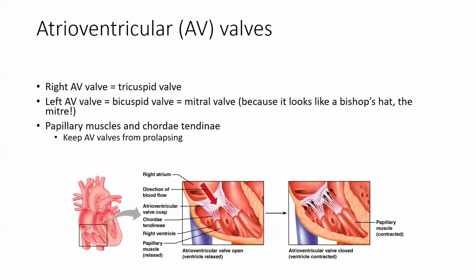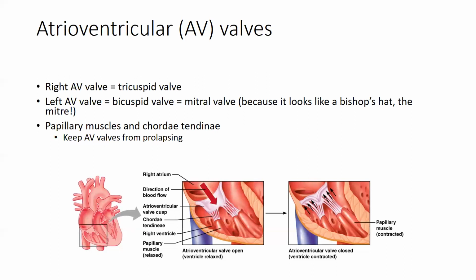There are 4 valves, right? The first 2 are called AV valves, and AV means that they are atrioventricular valves, right? And that means that they're in between the atrium and the ventricle. So they're preventing blood from moving from the ventricle back into the atrium. That's not the direction we want blood to flow, right?